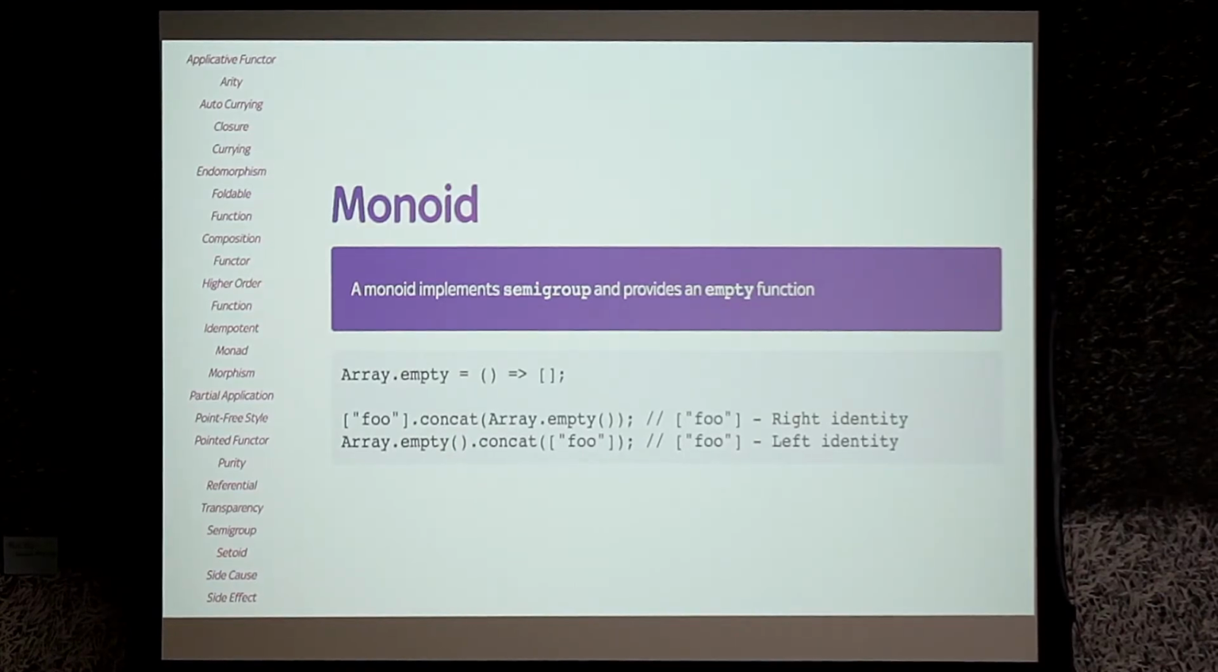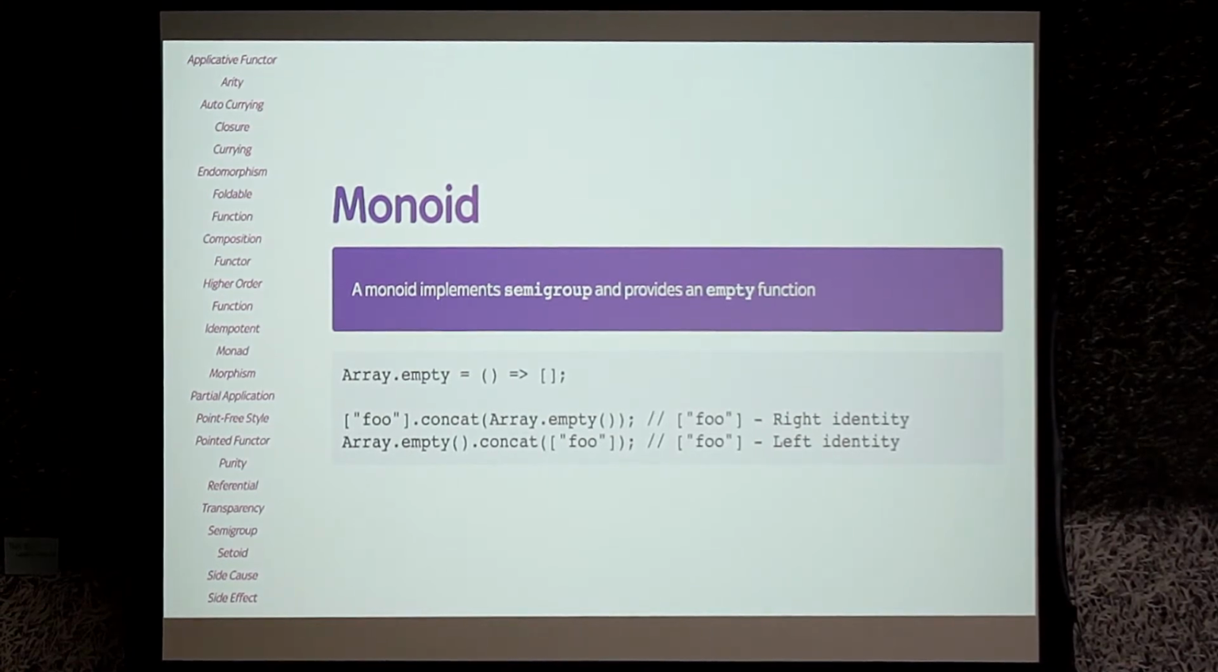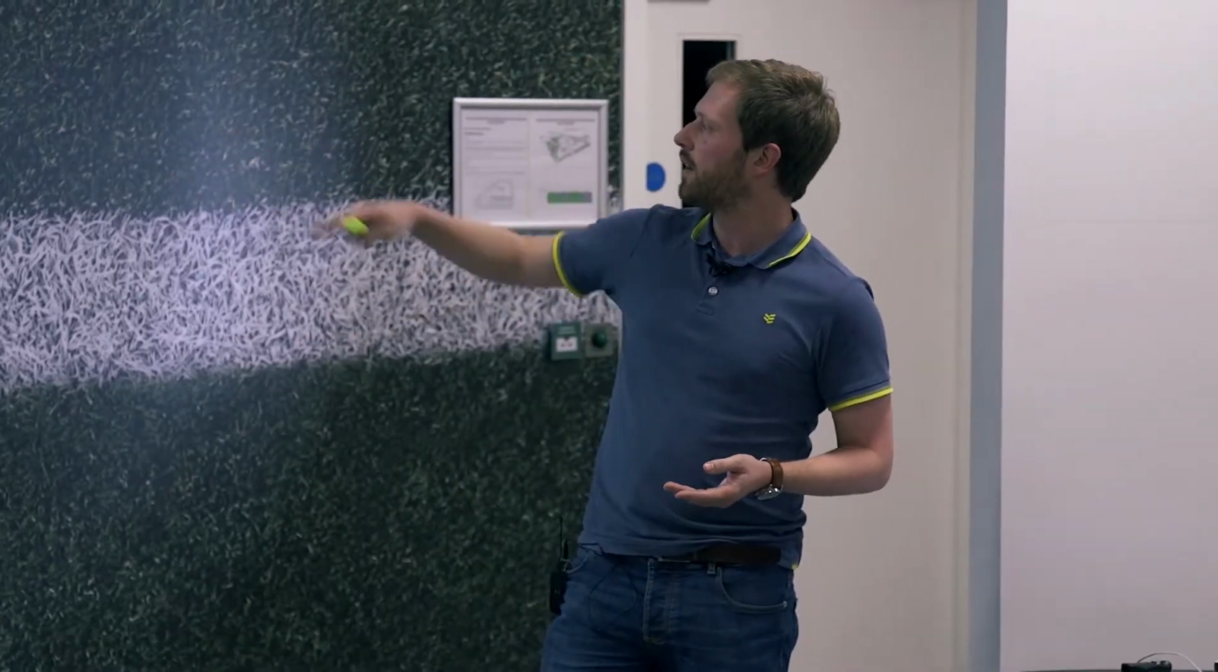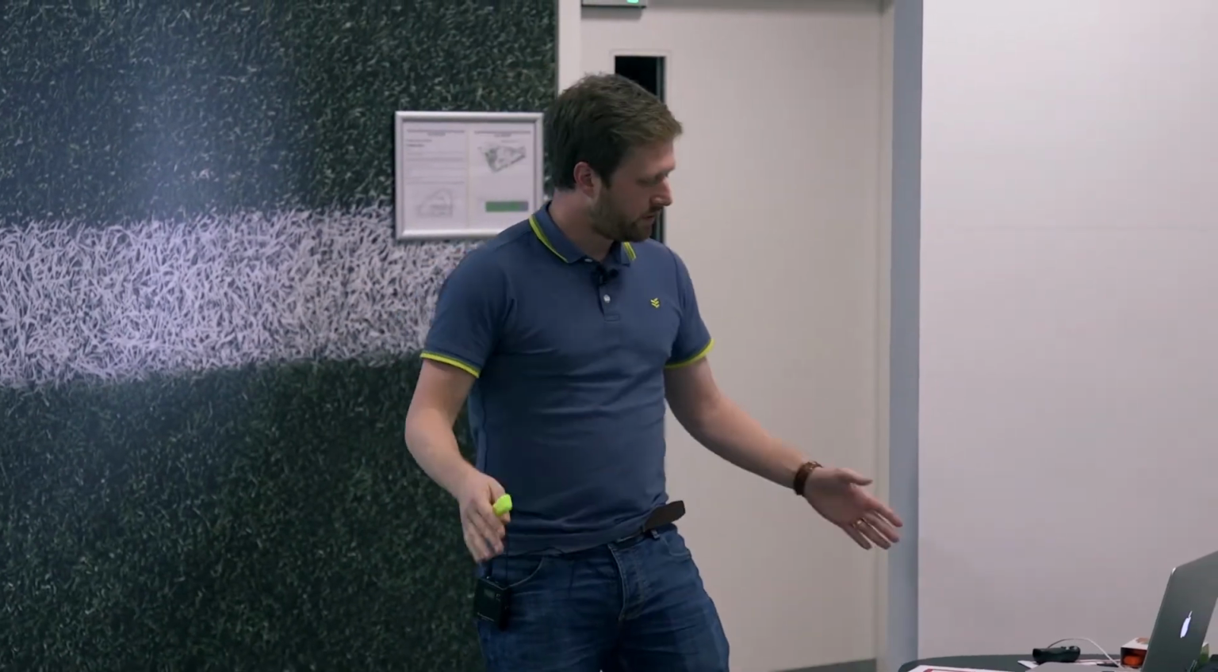A monoid, right. This is where it gets a bit more fun. So a monoid is a semigroup that also provides an empty function. There is semigroup in this list, so I might go back to that one, but it's essentially a way of saying this is how I produce the empty version of myself. In this case, I've produced it with an array, but it could be a maybe, it could be an either, it could be anything of these sort of algebraic data types.